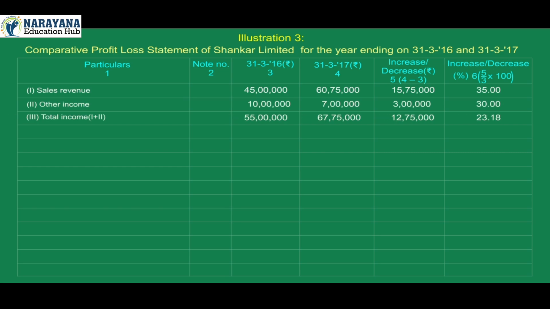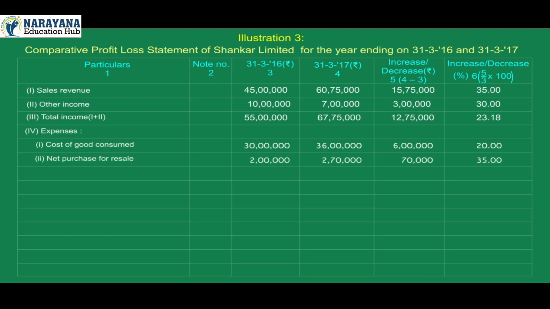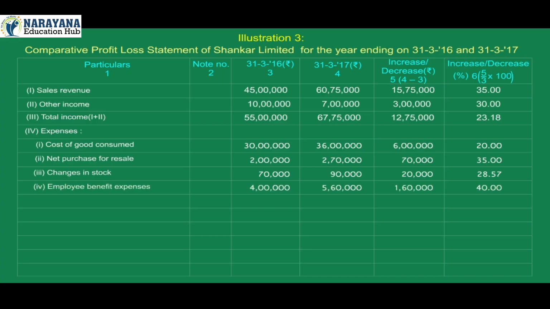3. Total income 1 plus 2, 55 lakh, 67 lakh 75,000, 12 lakh 75,000, 23.18%. 4. Expenses. 1. Cost of goods consumed 30 lakh, 36 lakh, 6 lakh, 20%. 2. Net purchase for resale 2 lakh, 2,70,000, 70,000, 35%. 3. Changes in stock 70,000, 90,000, 20,000, 28.57%. 4. Employee benefit expenses 4 lakh, 5 lakh 60,000, 1 lakh 60,000, 40%.